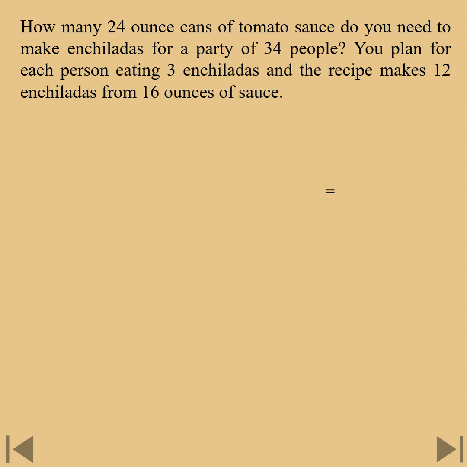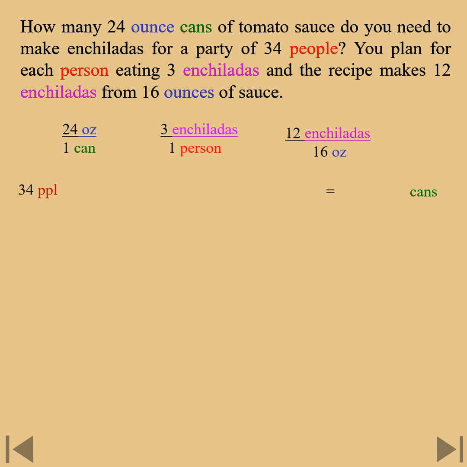Cans of sauce. Step 2, which number has a single unit? Is that just 24 ounces or 24 ounces per something? Per can. Is that 34 people or 34 people per something? I think that's just 34 people. And is that 3 enchiladas or 3 enchiladas per something? Per person. And is that 12 enchiladas or 12 enchiladas per something? Per 16 ounces of sauce. So only the 34 people had a single unit, so by default it must be what we start with. We don't have to scratch the head and wonder.